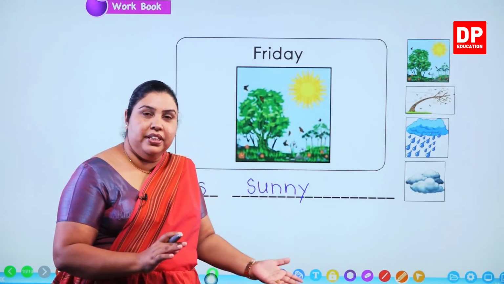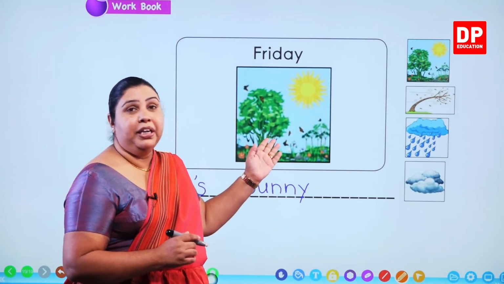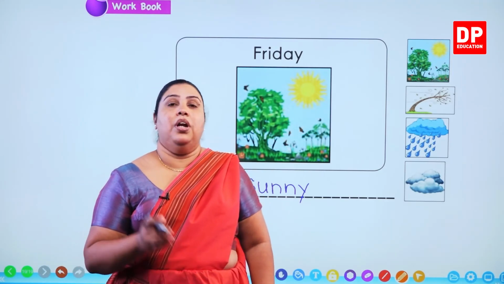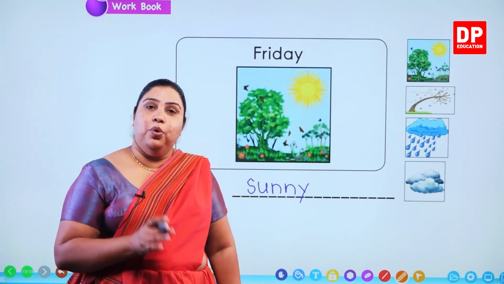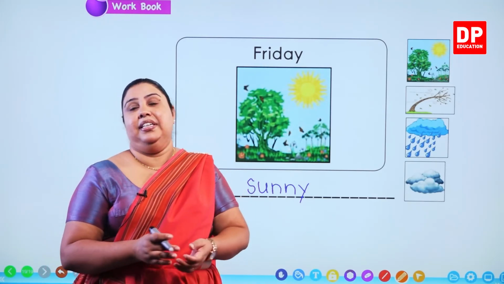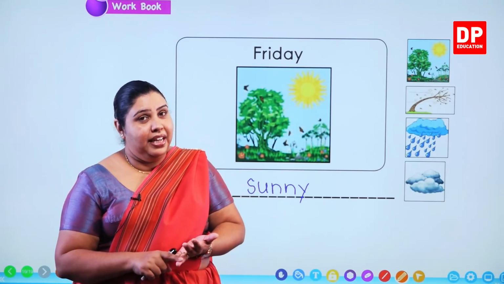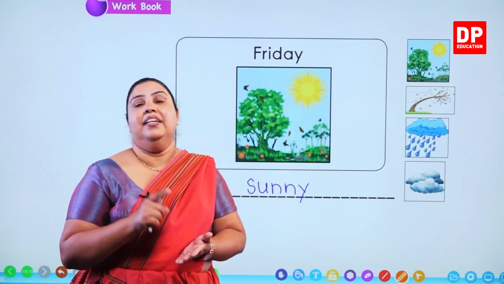You have to observe, and then you have to draw the picture, and then you have to write the name of the weather. So now in our lesson today, we spoke about 4 different weather conditions. What are they? Sunny day, windy day, rainy day, and cloudy day.